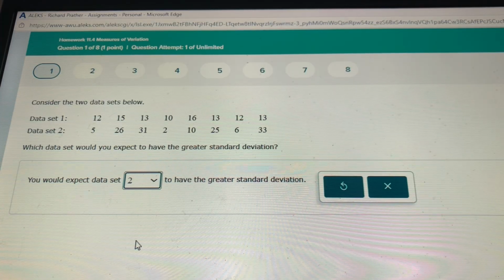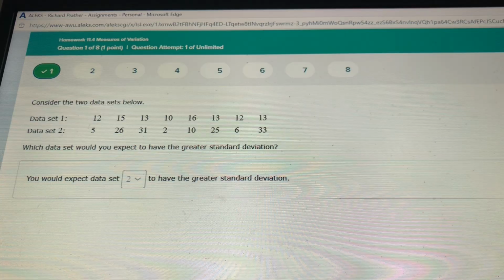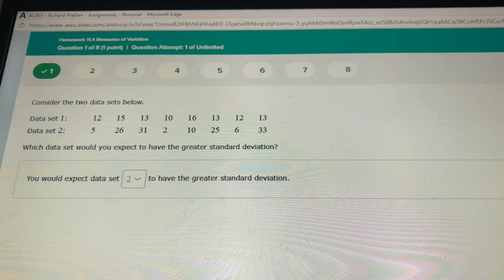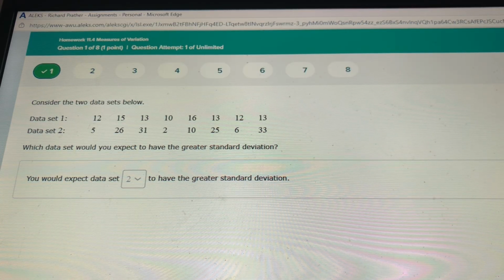They're all in the teens, while data set 2 spreads out into the 20s and the 30s and the single-digit numbers. So sometimes you can't tell by looking at them, but this was an easy one to be able to tell that the first data set is more compact and the second one is definitely more spread out.